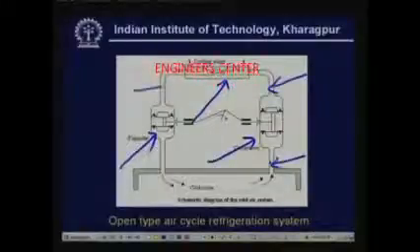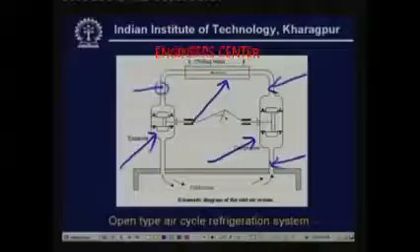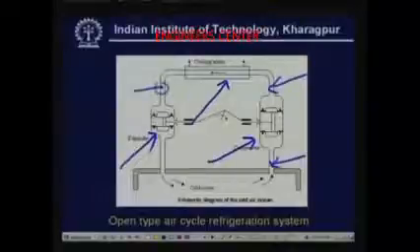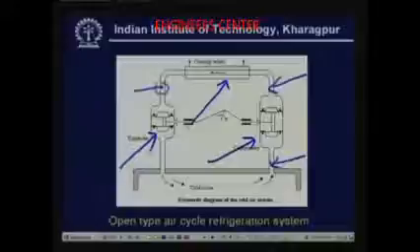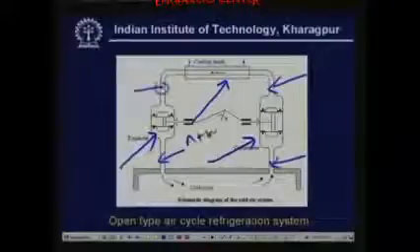So at this point you have high pressure and warm air, not hot air but warm air. This high pressure warm air then flows through an expander or turbine. As it flows through the expander or turbine, it produces external work. Since energy is required for producing external work, it takes energy from itself. That means its temperature and pressure drop. So what you have here is atmospheric pressure and low temperature air.